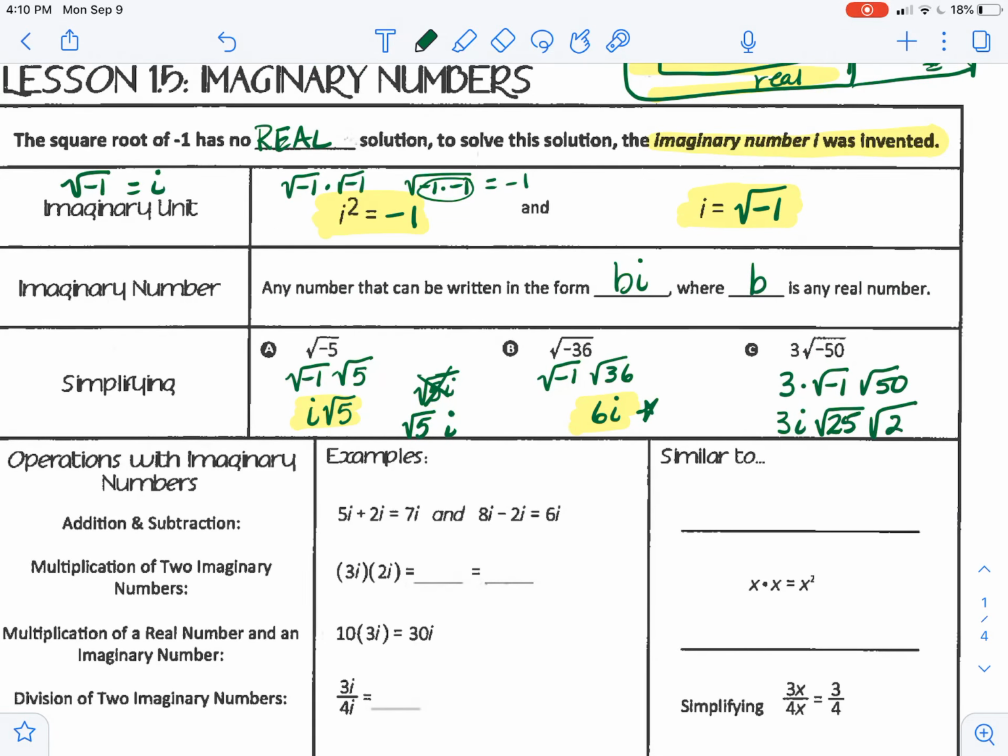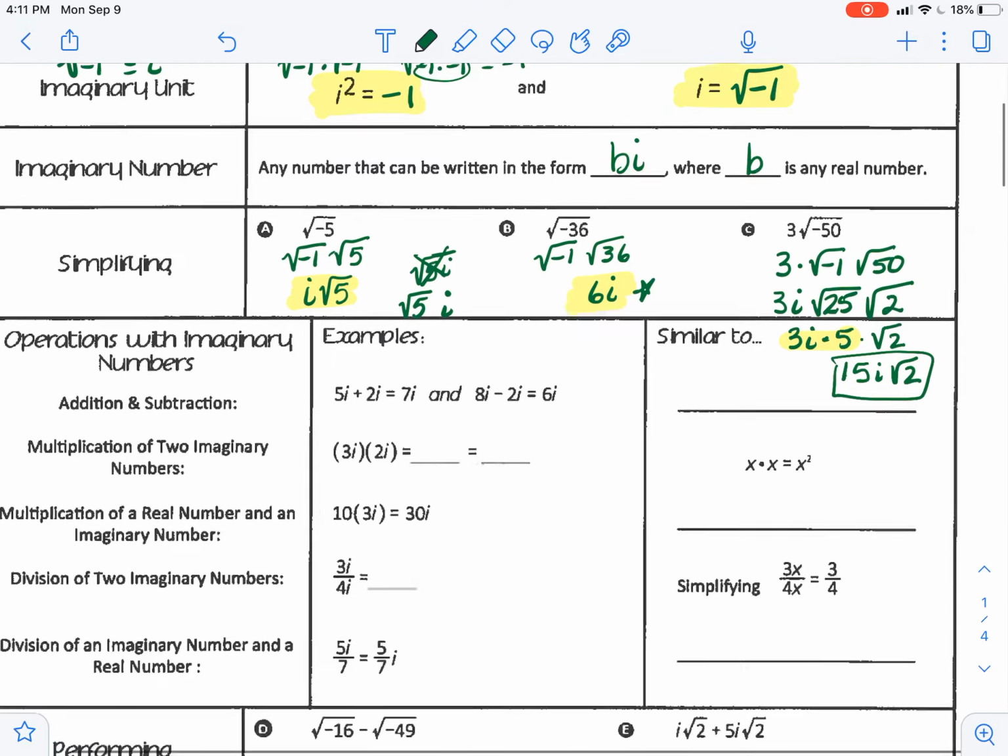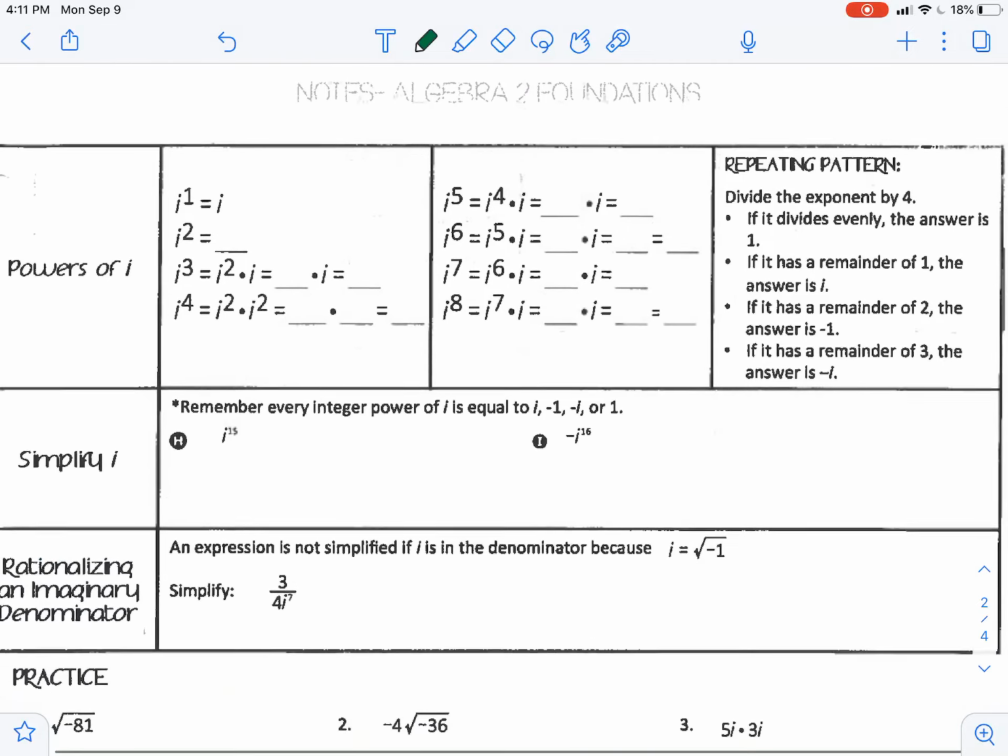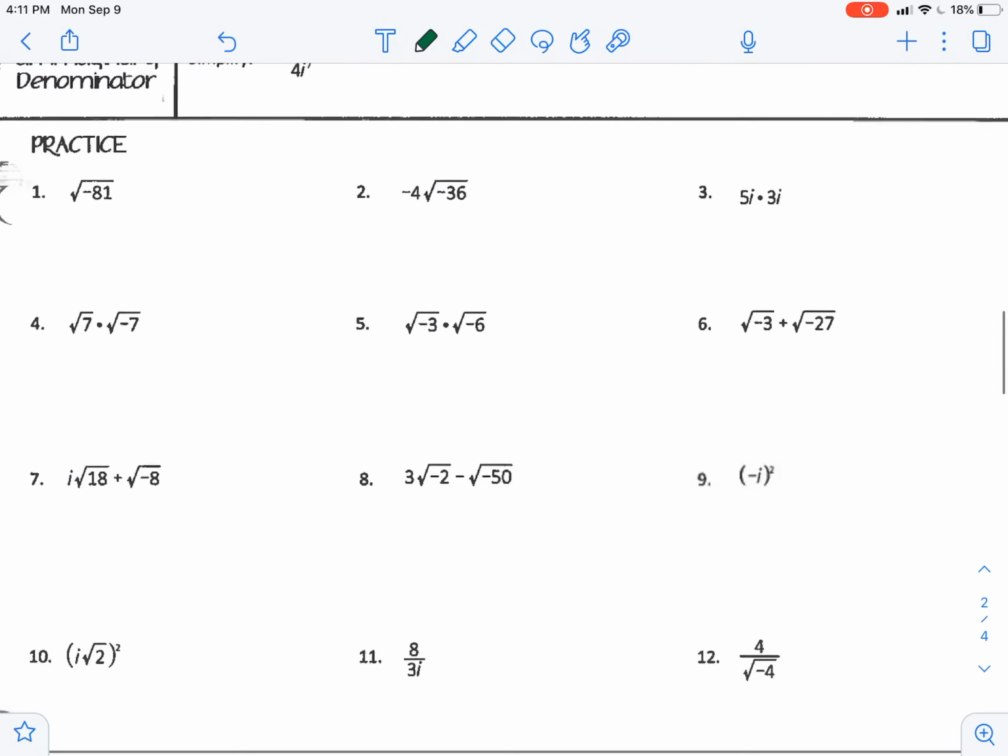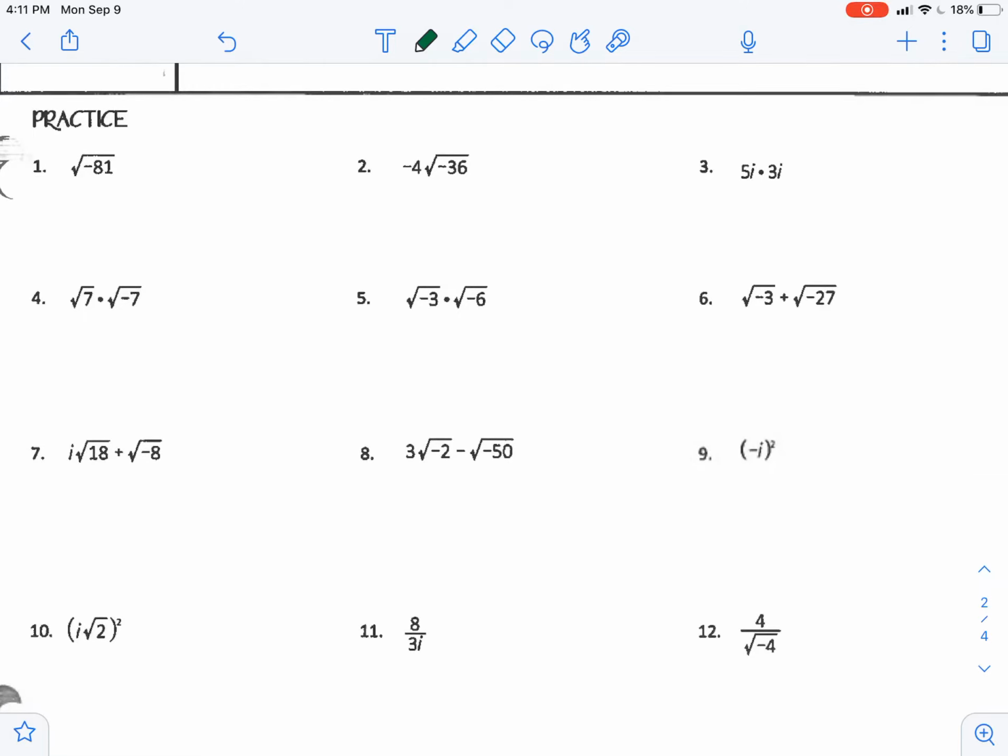So 25 times 2. What I have here, write all the steps: 3 times i times the square root of 25 is 5 times the square root of 2. And we've had things like this before where there are multiple numbers out in front. So what we need to do is just multiply this together to simplify it. This would be 15i square root 2, and that would be your final answer. Okay, so I'm going to scroll back down because I want us to look at a few of these. So this is on down. Okay, and I'm going to do a couple more.